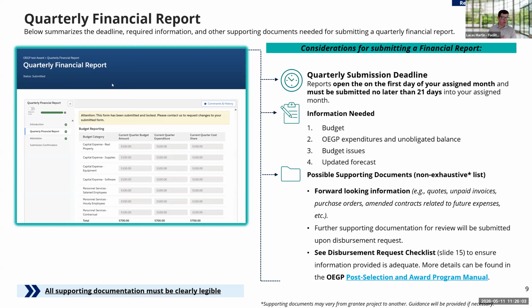The information here, much like the performance report, is built off of the documents that we're working with you all on right now, and it's built off of the budget document. So we are looking to capture progress against the budget, where you're sitting as it relates to the budget, those being the OEGP expenditures and unobligated balances, a venue for you to escalate any budget issues, as well as being more forward looking.